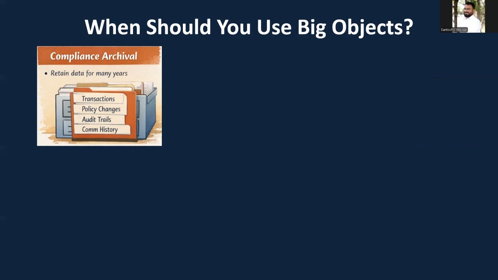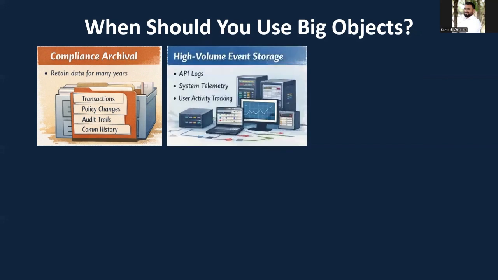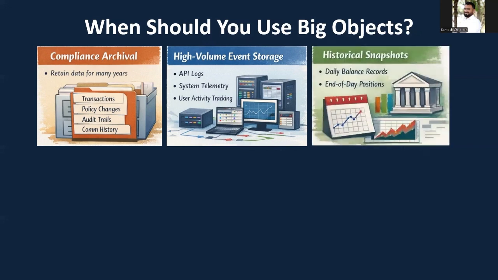If you are dealing with high volume event storage, that's when you can use big objects for API request logs, integration event trails, system telemetry logs, and for tracking user activity. You can also use big objects for historical snapshots as well. For example, daily balance snapshot for an account, end of the day positions in finance, inventory snapshot per day in retail. So in all these historical snapshot scenarios, you can use the big object.